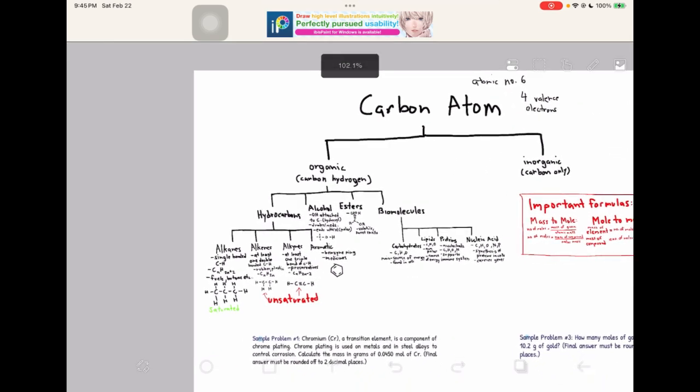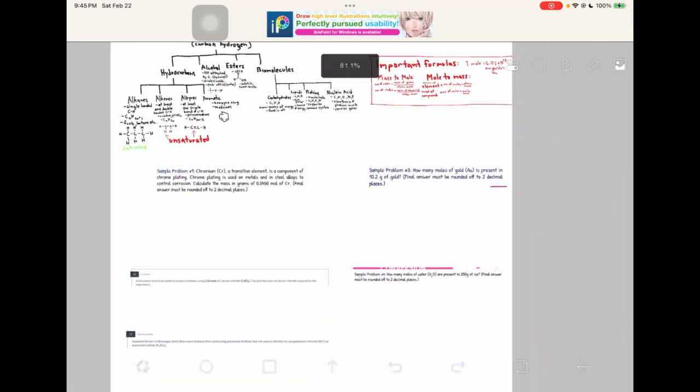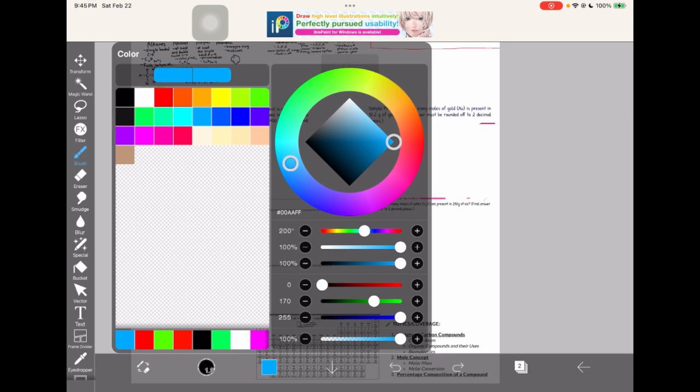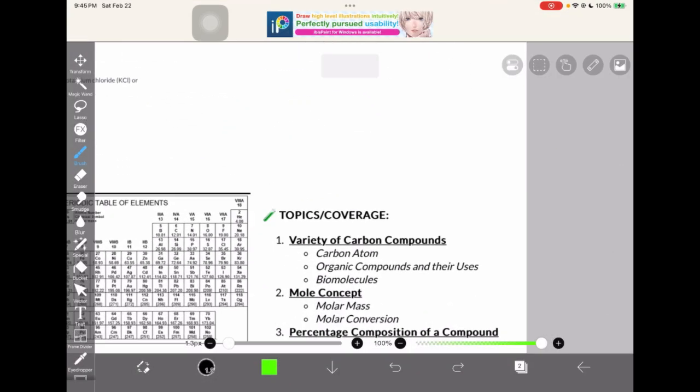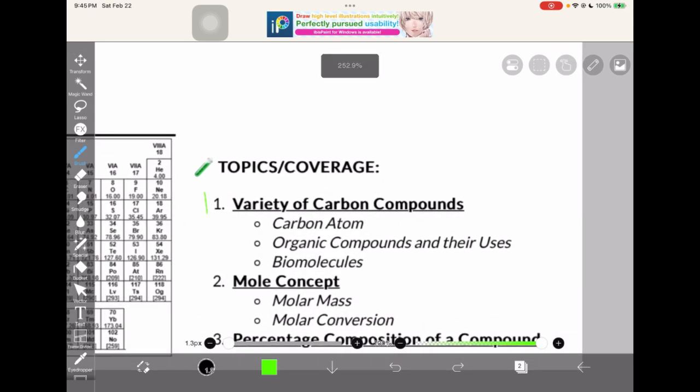So that's all for it actually. We've ticked off the entire first unit in about, let me check, 10 minutes. Yeah, 10 minutes. That's the carbon atom, that's organic compounds and their uses, and we definitely talked about biomolecules. There you go. One shot, one kill.